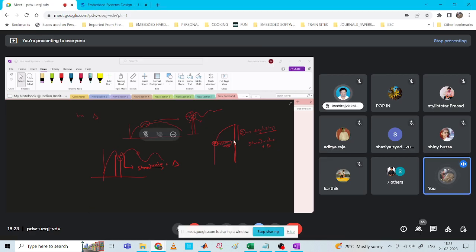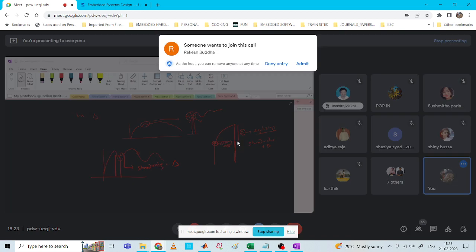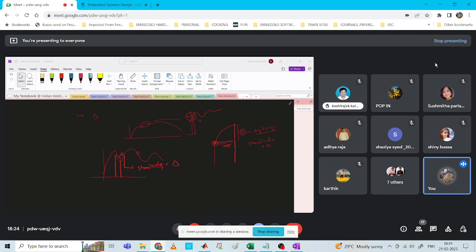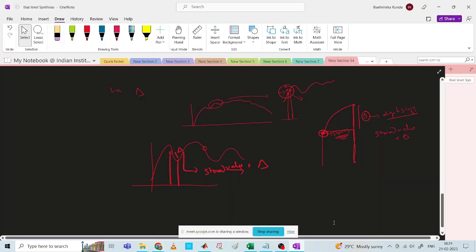Anyone else? Any question? This method is also called recursion? I won't say that, though recursively you can say. But this is not exactly recursion. Recursion is something you use in machine learning or in C, where you call the same function again and again. I won't say this is recursion. This is iterative.